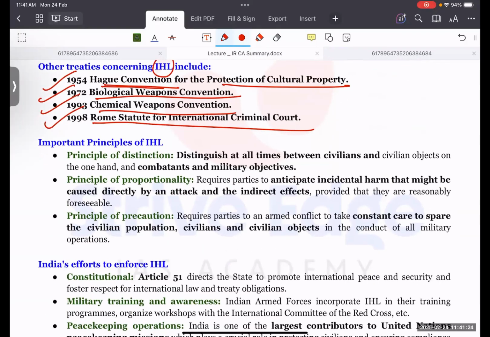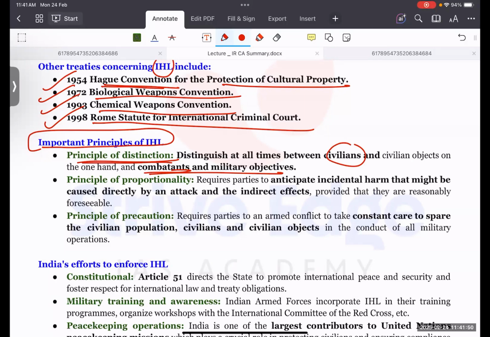What are the main principles of this? This you have to remember. The important principle is the principle of distinction. That means you have to distinguish at all times between who are the civilians and who are the combatants or the military persons. There will be civilians and there will be militants or the military or the combatants in a war. So the civilians have to be differentiated from them. That is the principle of distinction.